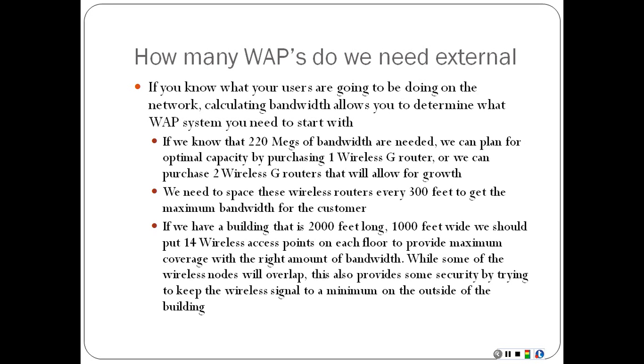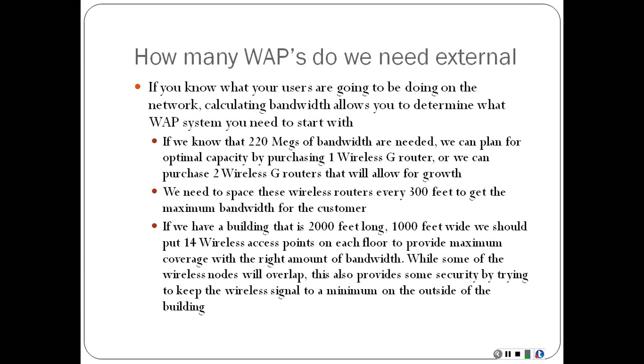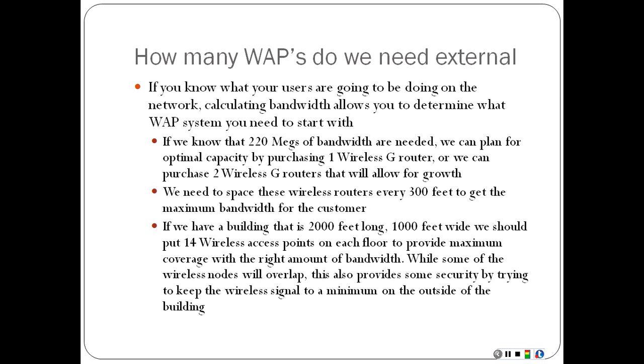We need to space these wireless routers every 300 to 350 feet. So if we have a building that's 2,000 feet long, 1,000 feet wide, and we put 14 wireless access points on each floor, that should give us the right amount of coverage for that floor and give everybody a nice solid signal as they move their laptop or their phone or whatever across the building when they're walking up and down the hallway. So some wireless nodes will overlap, so you're going to want to make sure that there's an authentication token dropped on when someone logs in. There's a cookie, and this authentication token is only good for X amount of time, so they have to keep on redoing it every day, right?